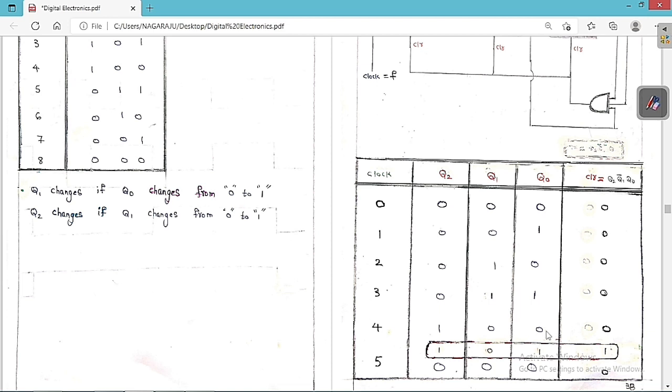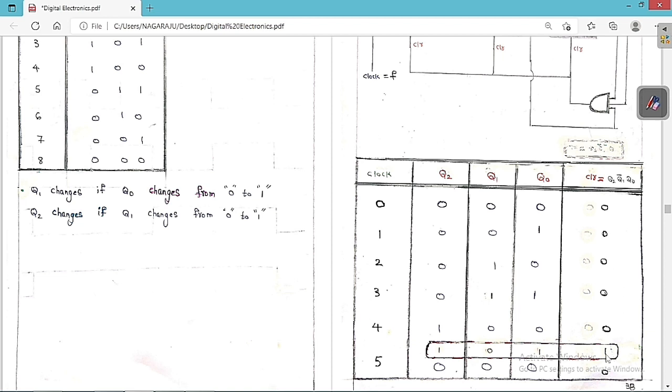Suppose 1 is changing to 0, then there is a change here. Again, when 1 is changing to 0, there is again a change here. And the next step is that we get a transient state. This is called the transient state. Whenever this becomes active, Q2, Q1 bar, Q0, the clear signal will be activated. In the remaining cases, the clear signal is 0, so nothing is going to happen.